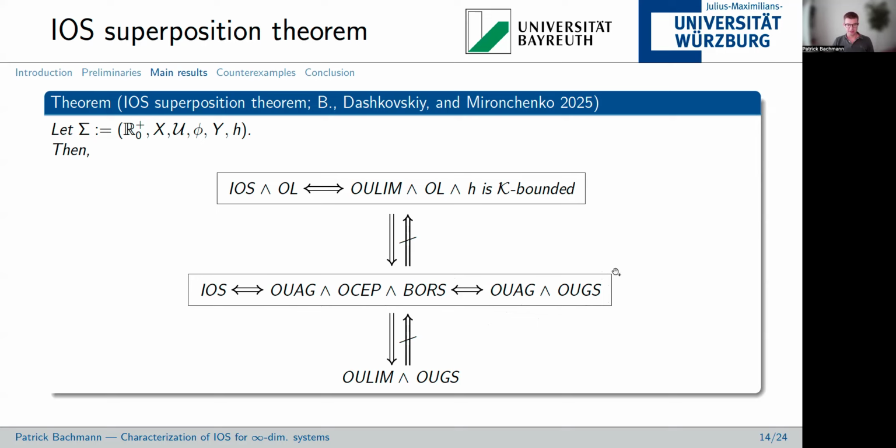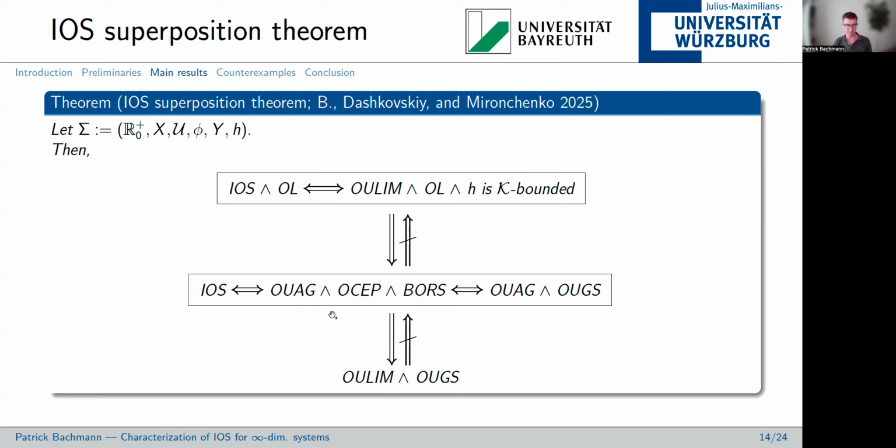What is maybe surprising is that in none of these notions we have the OUlim property, which I just introduced, and this is because we did not find an equivalence on that, or let's put it differently, there is no such characterization, because even when we take OUGS and instead of OUAG, we put the weaker OUlim property, then we can show, and I will show the example later, that these properties are not equivalent to iISS anymore.